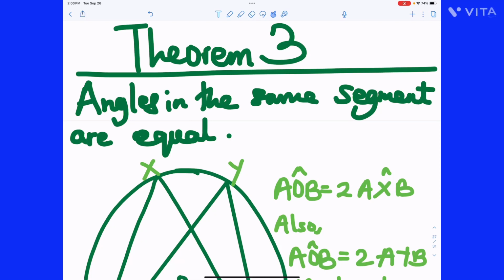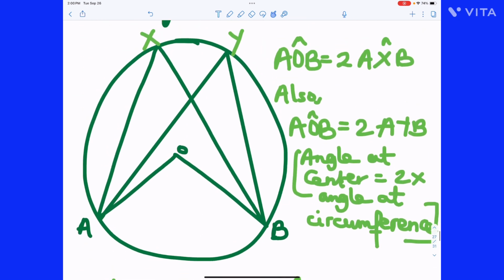Good day, everyone. Now, senior, let's continue to Theorem 3 in circle geometry. This is the theorem of angles in the same segment. The theorem states that the angles in the same segment are what? Equal. The angles in the same segment are equal.